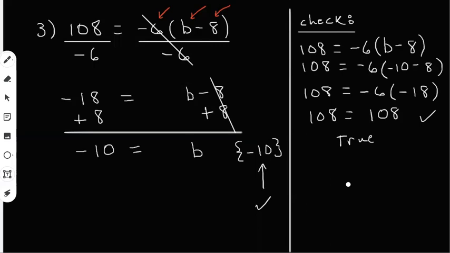We're going to do one more, number 7 from the classwork. So number 7 is -5 plus v, all over -14, is equal to 1.